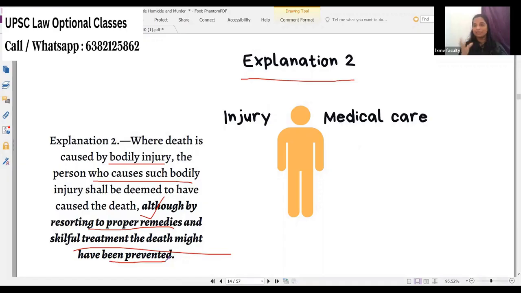Although he can be saved by this medicine, although they can be saved by taking into hospital by proper time and all, that has nothing to do with you. If you have an intention to kill and you cause the bodily injury and he is dead, that is enough. So resorting to medical advices and all those things cannot be a plea to escape from culpable homicide.